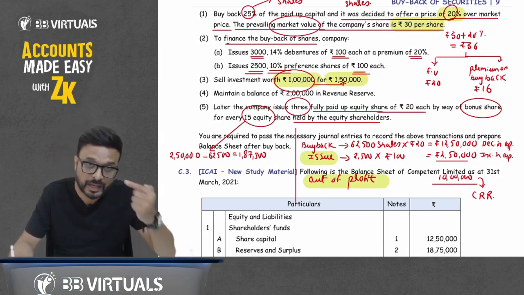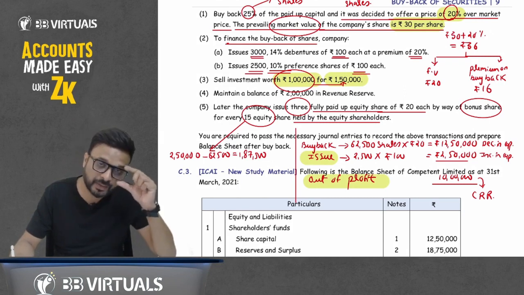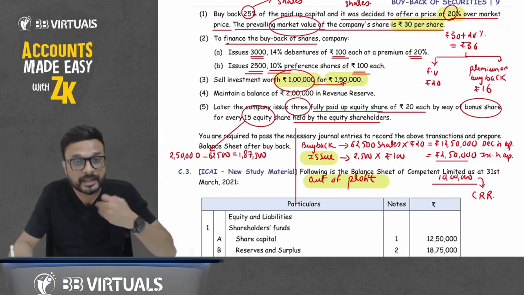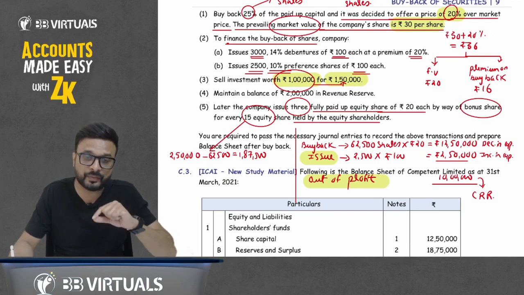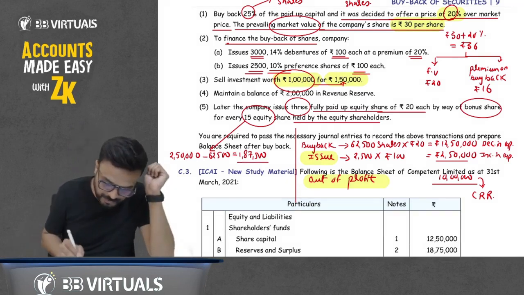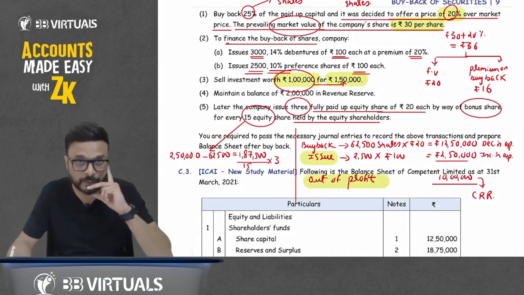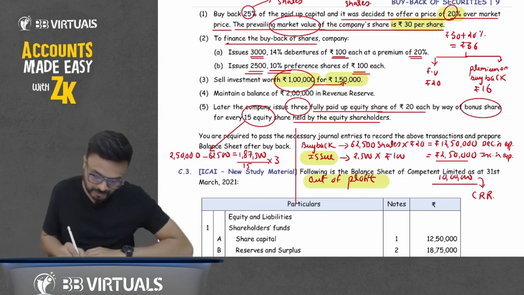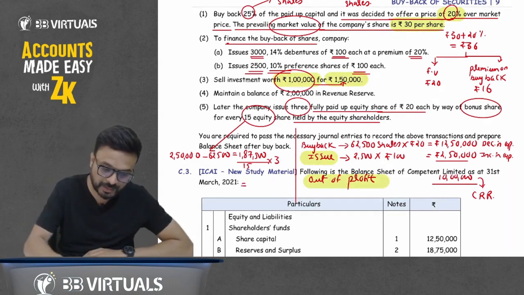1,87,500. And for every 15 shares, they are giving 3 as bonus shares. So for every 15 shares, they are giving 3 as what? Bonus shares. So how many shares are they giving as bonus?